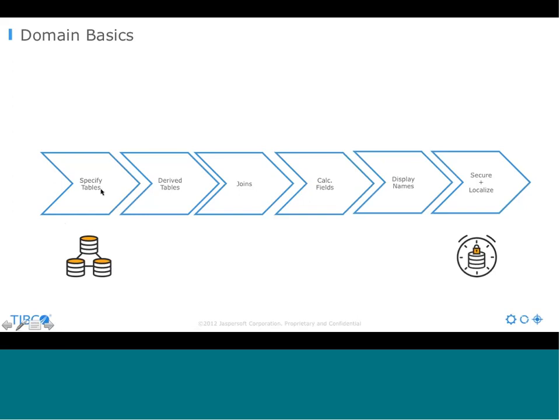We're going to specify tables, which means which tables from my database I'm going to want to use. We can create derived tables, which means, is there a query where I need to create a view instead of the tables that are just available to me? How do those tables join together? What relationships exist between them? Inner joins, all joins are supported. Do we want to calculate any fields once we've joined together?